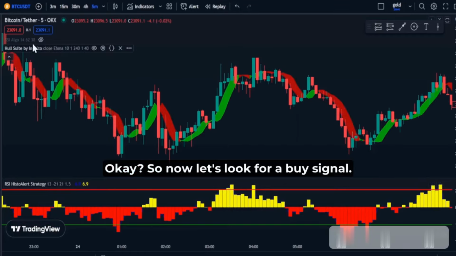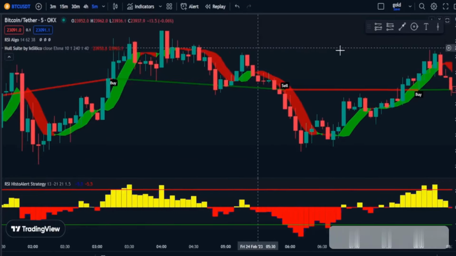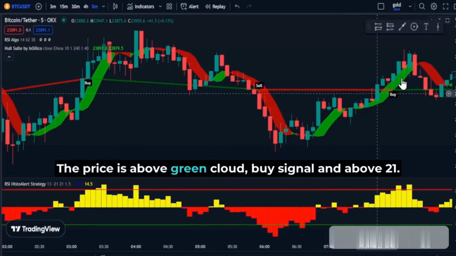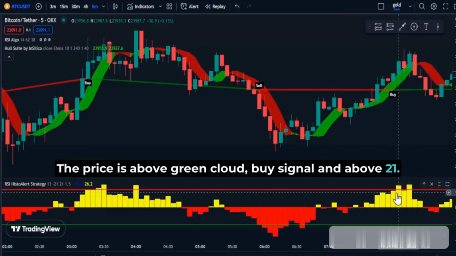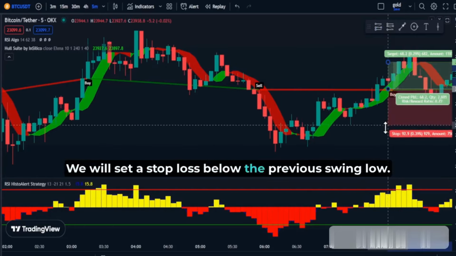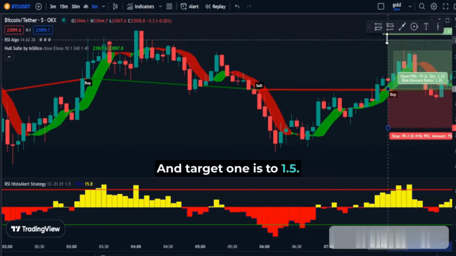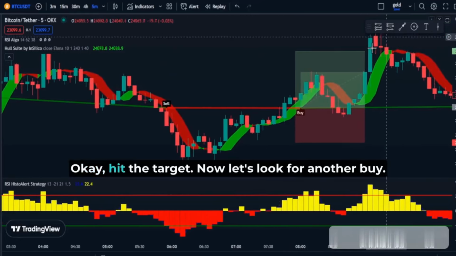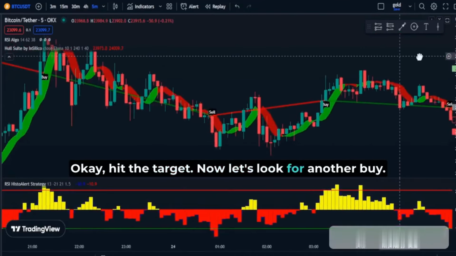Okay, so now let's look for buy signal. Let's look at this. The price is above green cloud, buy signal, and above 21. So we'll take a buy here. We'll set a stop loss below the previous signal and target 1:1.5. So let's see what happens next. Okay, hit the target.